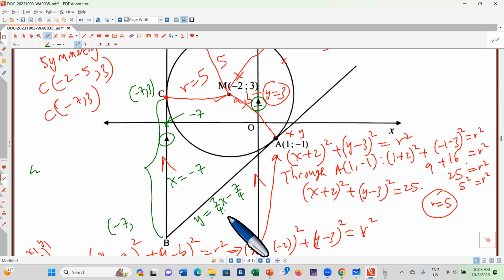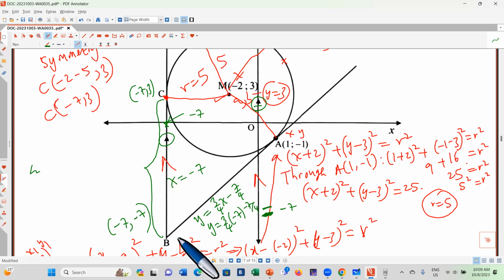If you put x equals -7 here, you have 3 out of 4 into -7 plus -7/4, and this is the same as y equal to something. y is going to be -7, exactly. So the coordinates of B will be (-7, -7). So we just need to find now the length of CB.